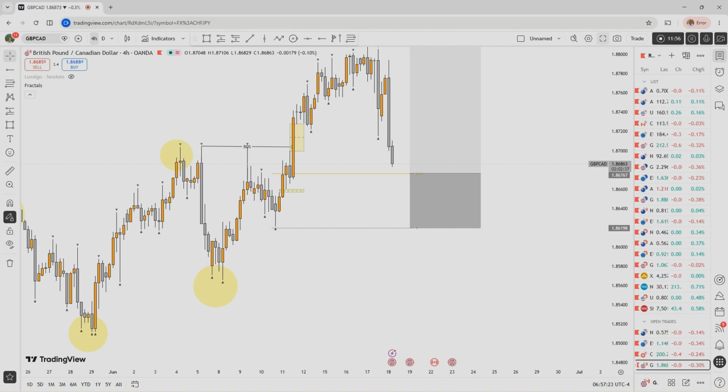We might not all have the same strategy. We might not all have the same beliefs. Because I started out with ICT. I studied ICT, ICT Inner Circle Trader, it's ICT.